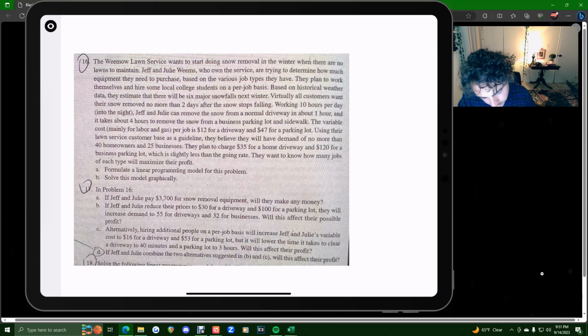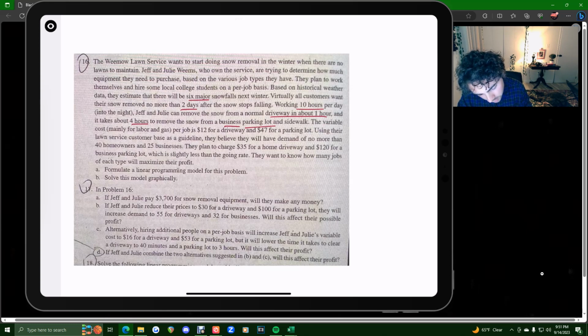Let's get into it. So, we have a mow lawn service. There will be 6 major snowfalls next winter. They can't take more than 2 days to remove snow after each snowfall. They are working 10-hour days. They can do a driveway in 1 hour. They can do a parking lot in 4 hours. That's a business parking lot.